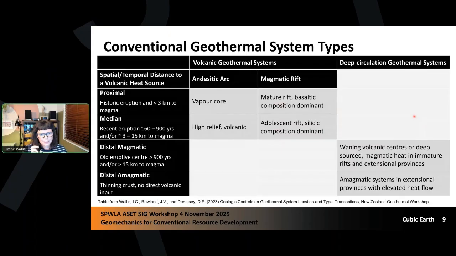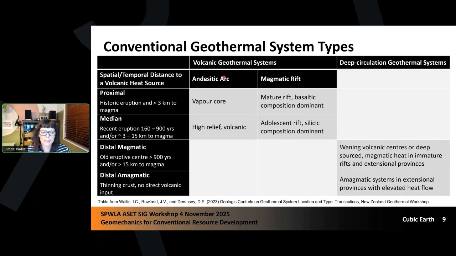So system type dictates in many ways the utility of geomechanics. And so we have to consider what kind of system we're in, but also how the permeability is functioning inside those systems. And so we talked about volcanic geothermal systems or these deep circulation geothermal systems.